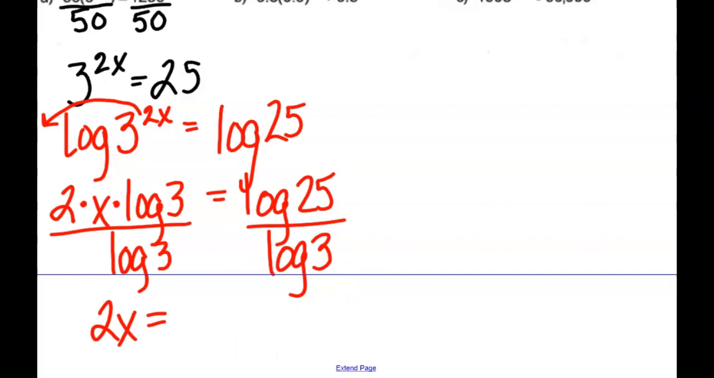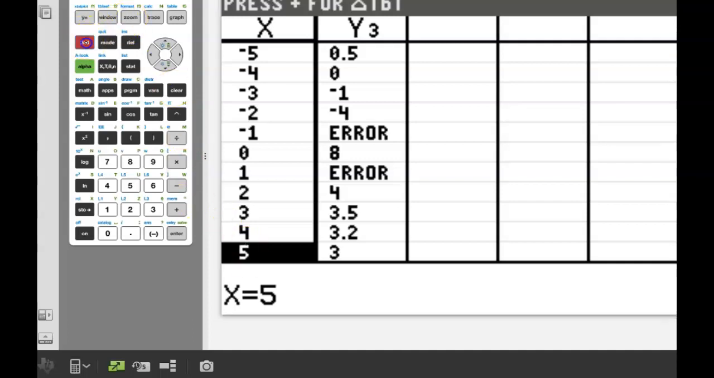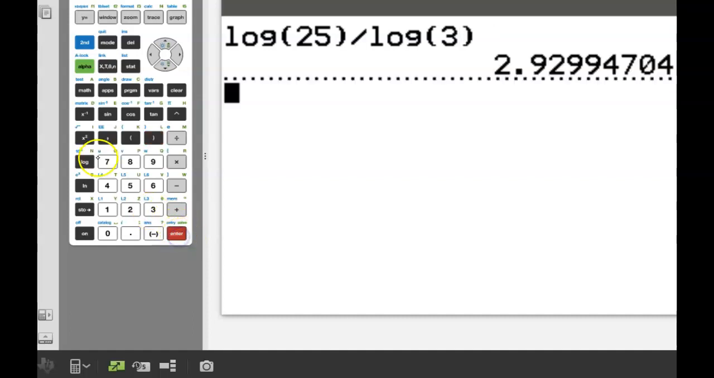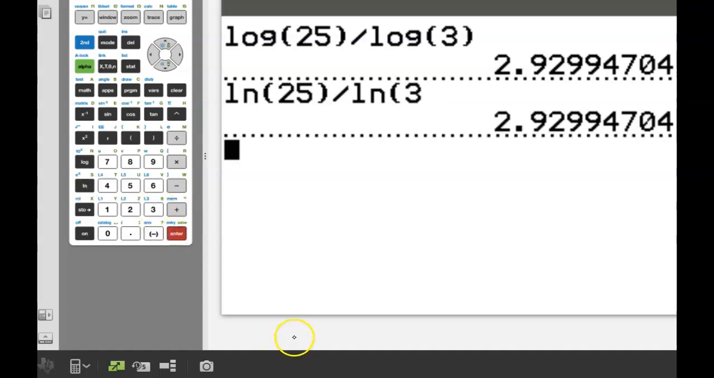Now, this is where I just want to show you that we did log. Was it 25 divided by what? The log of, I forgot what the number was, 3? Okay. Does everybody see that that's exactly the same thing? It doesn't matter which kind of log that we did of both sides, okay?